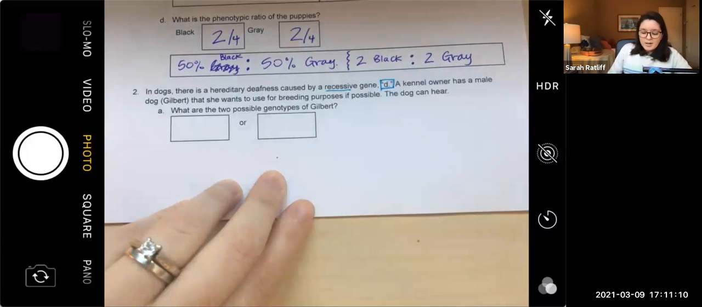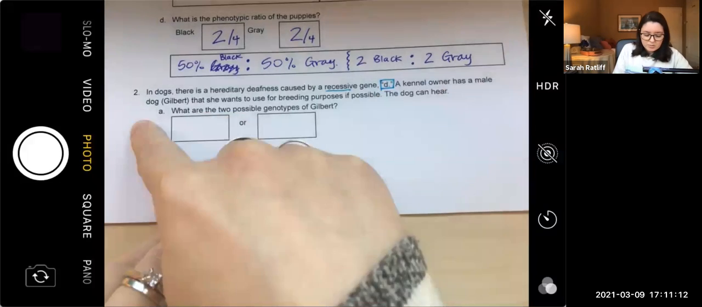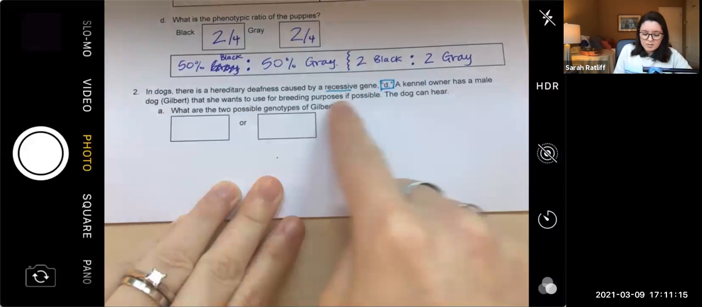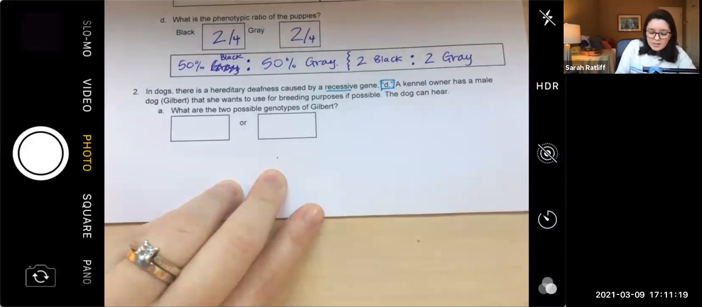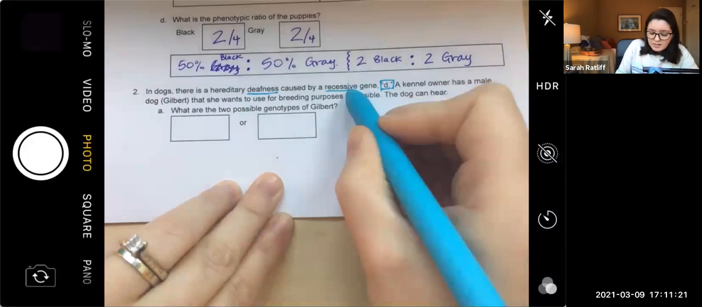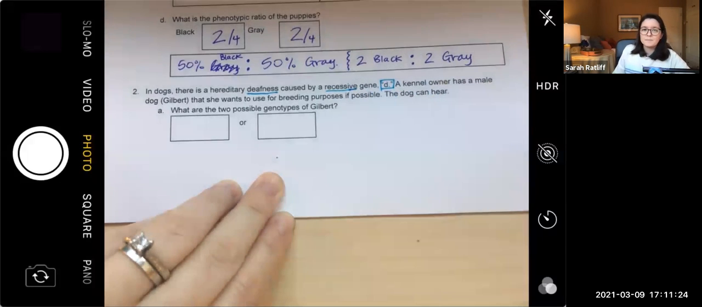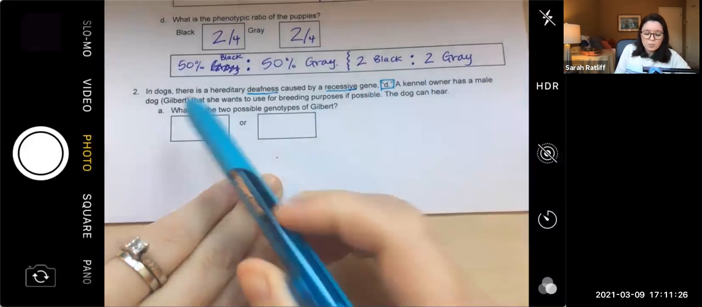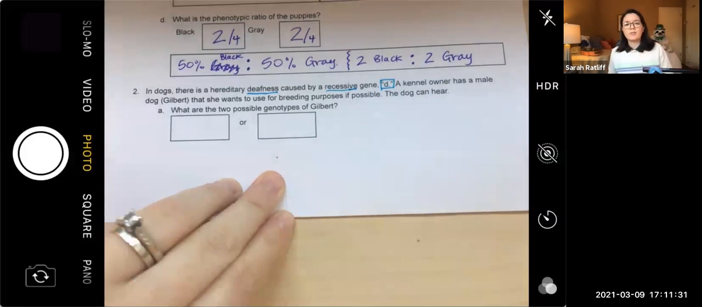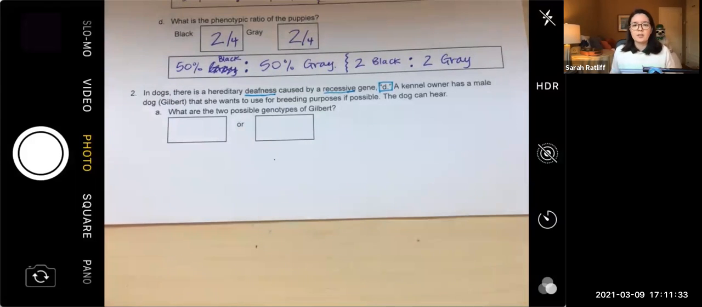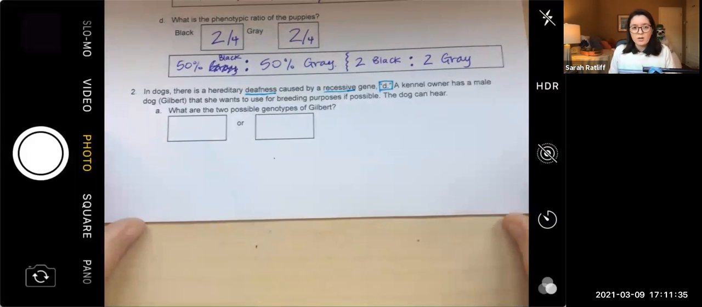All right. Now a kennel owner has a male dog, Gilbert, that she wants to use for breeding purposes if possible. The dog can hear. So again, the deafness is recessive with the little d. So what are the 2 possible genotypes of Gilbert? How do we know he has 2? Well, he has that dominant trait of being hearing. He can hear things. He's not deaf. So what are the 2 possibilities for Gilbert's genotype, the letters that represent his alleles?